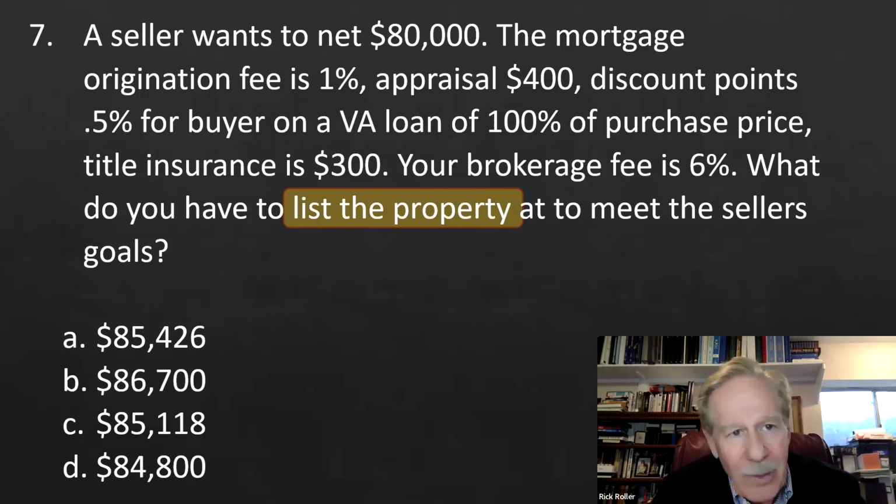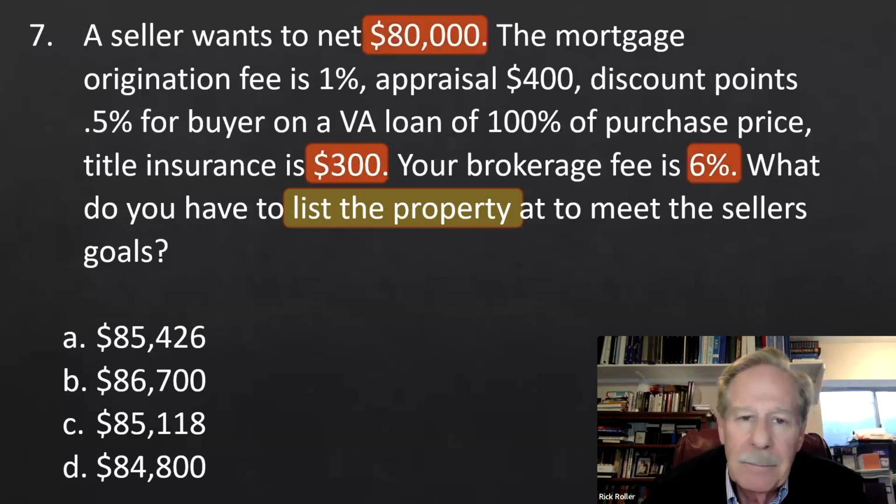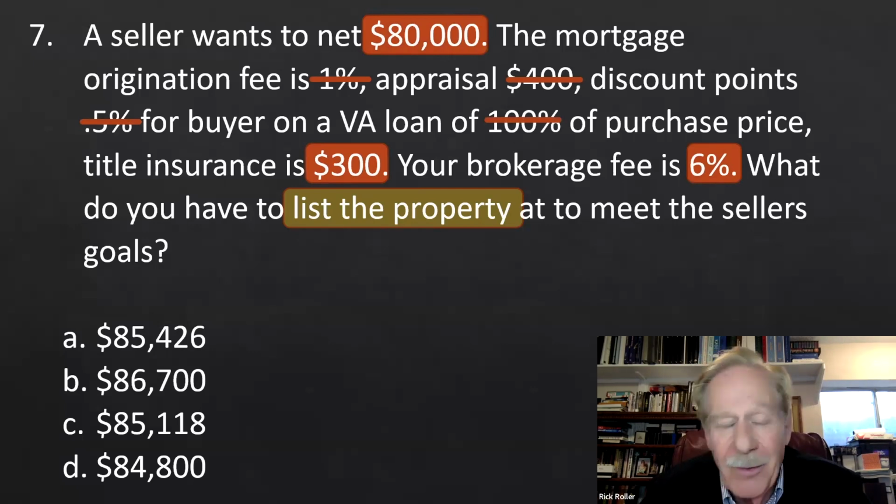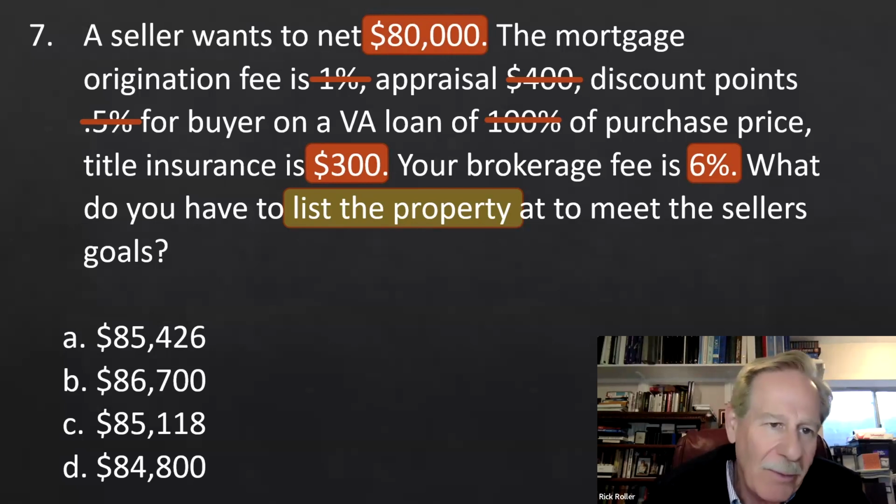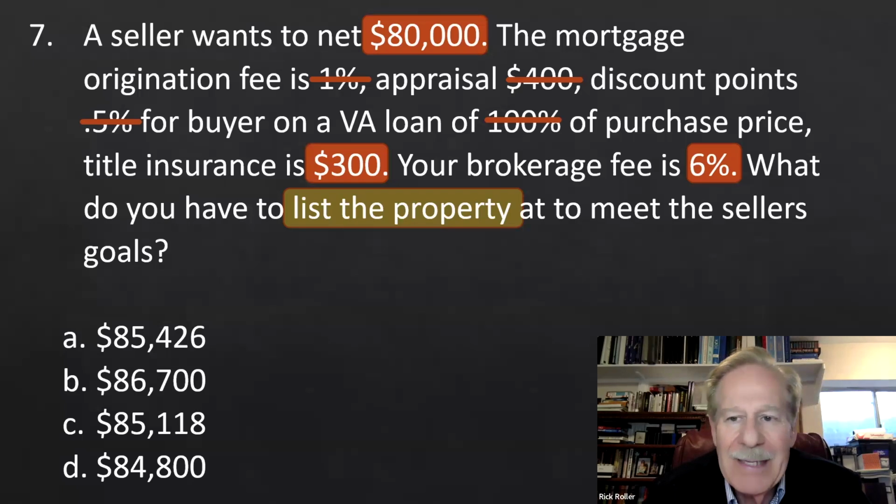Now, the trick on this question is that some of these expenses that they've itemized here are not seller costs. They are buyer costs. The seller wants to net $80,000. The mortgage origination fee is a buyer cost. The appraisal is a buyer cost. The discount points could be either buyer or seller, but they didn't tell us that it was paid by the seller, so we assume it's not.